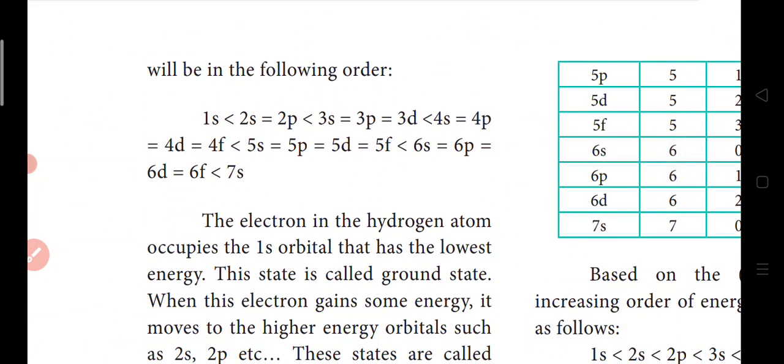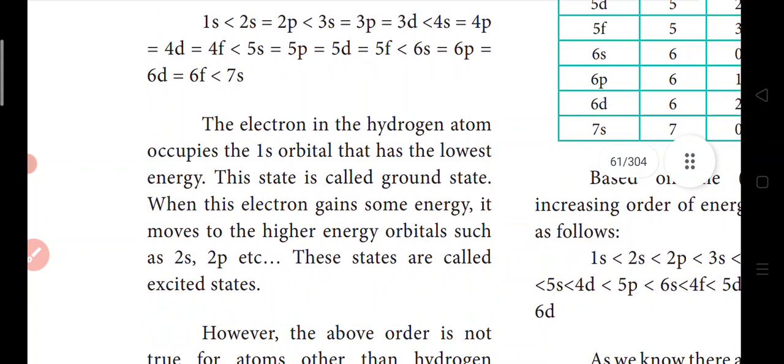So 2s 2p ki equal energy which is lesser than 3s. 3s is equal to 3p 3d which is lesser than 4s. 4s is equal to 4p 4d 4f. So like this the energies are given here. The energy in the electron hydrogen atom, the 1s orbital that has the lowest energy. The electron in the hydrogen atom occupies the 1s orbital which has the lowest energy.